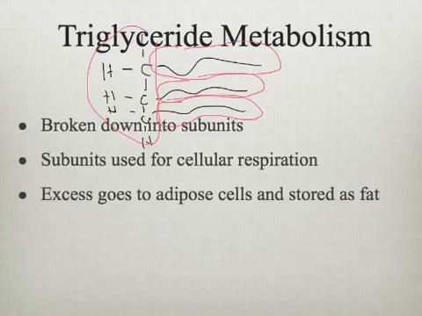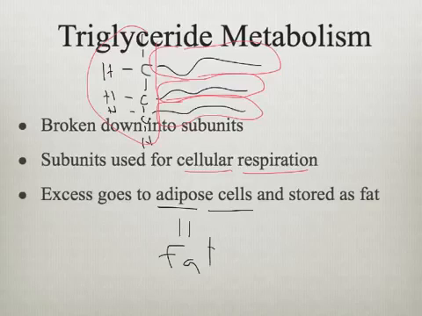Okay, and then these subunits are going to be used for cell respiration, which is a process by which the body takes food and turns it into energy. And then any that's not used for energy via cell respiration is going to be stored in the adipose cells. These are fat cells. And here they're going to sit.